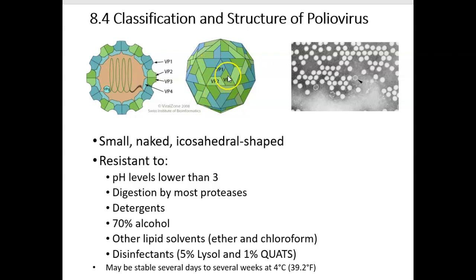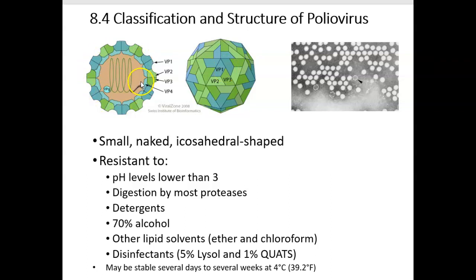So VP1, VP2, and VP3 come together to form these triangles, and the triangles come together to form the pentamers, and then you've got all of these triangles coming together to make your icosahedron, the overall structure. VP1, 2, and 3 are on the outside, and that's just viral protein 1, viral protein 2, viral protein 3.